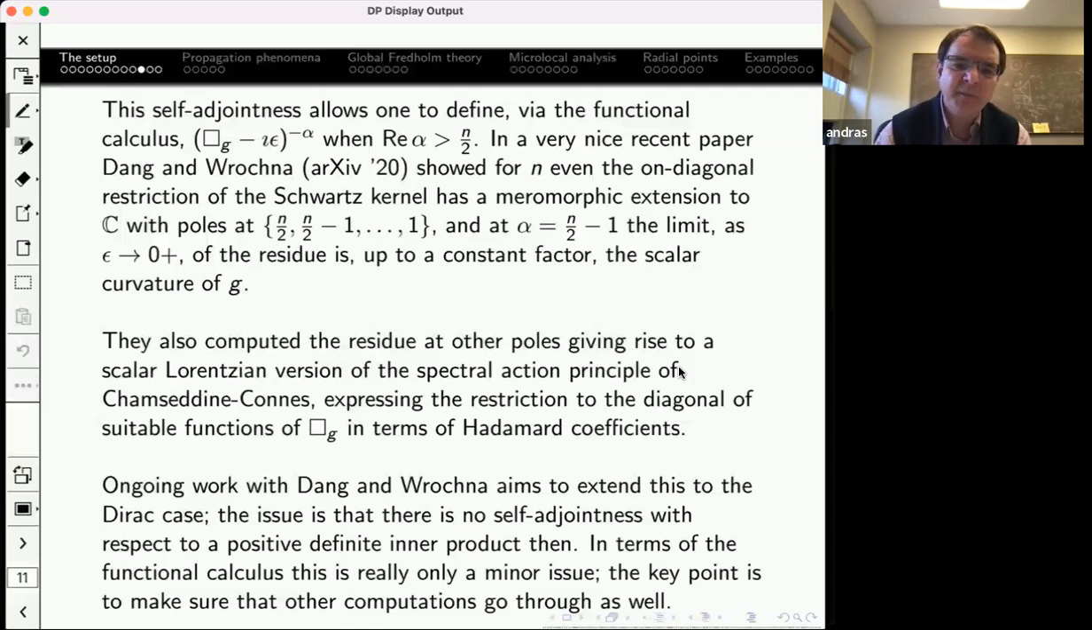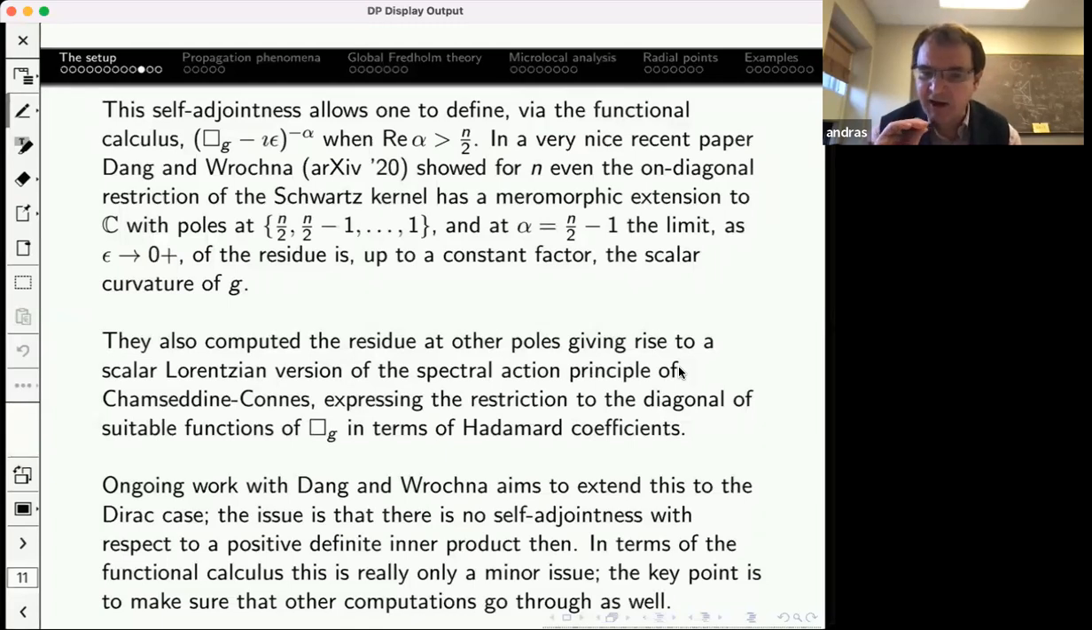And this can be thought of as an analog of what Chamseddine and Connes did in the Riemannian setting, what they call the spectral action principle. Spectral action, because the Hilbert action has the scalar curvature in it, and the scalar curvature arises as a residue of these functions of the Laplacian in their case, and now the wave operator in this more, quote, physical, unquote, case, at certain places.